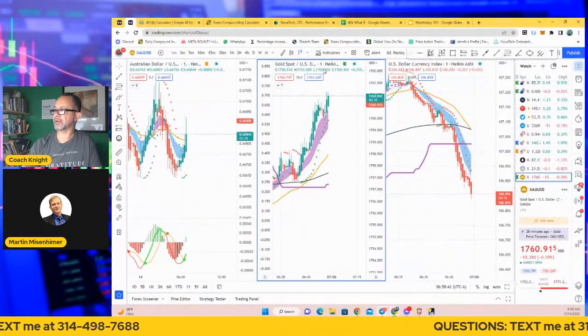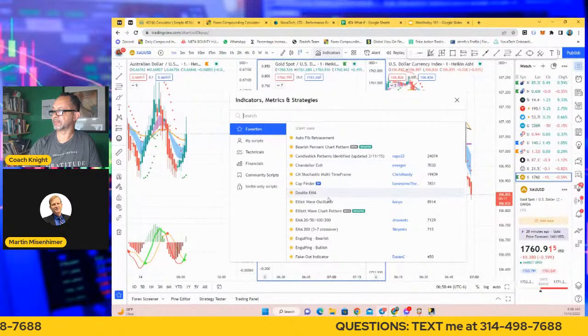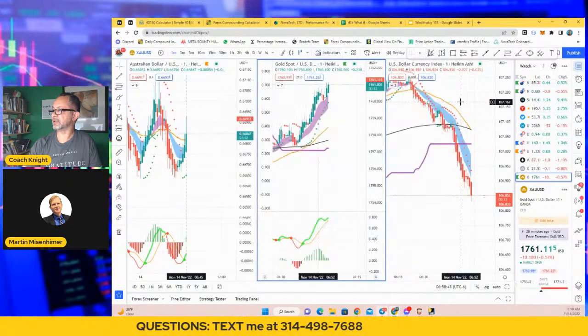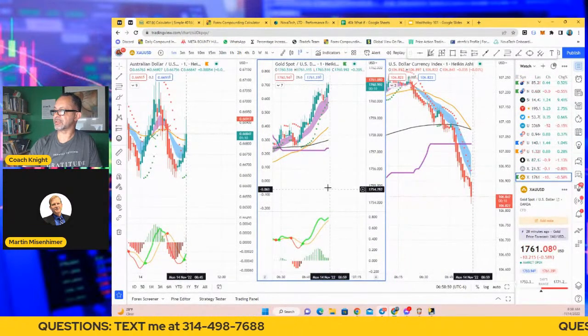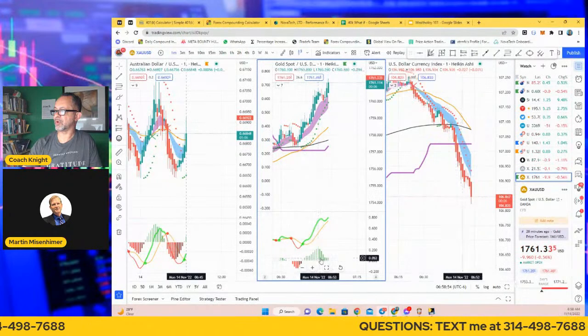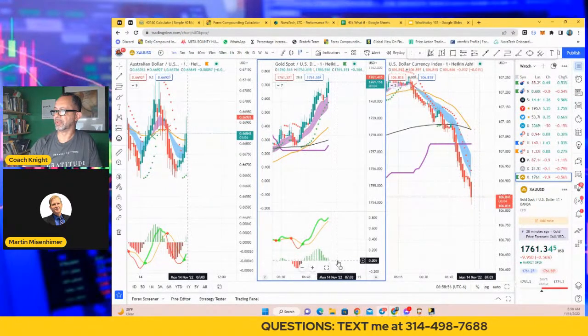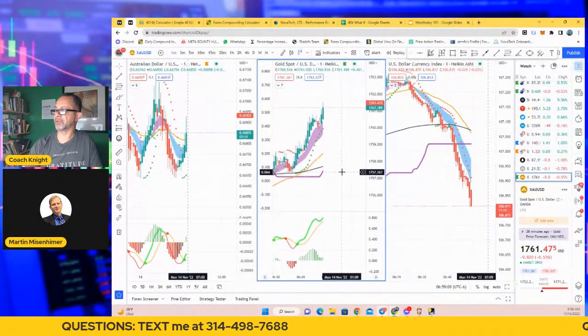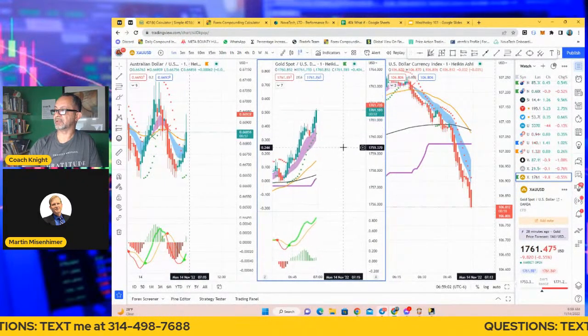Let me go back down here and add in my MACD. That's not doing all the crazy stuff now. So you can see my MACD. I have buyers in the market, and I'm way above my zero line, right? Way above my zero line. So gold is a good opportunity to get into buys.